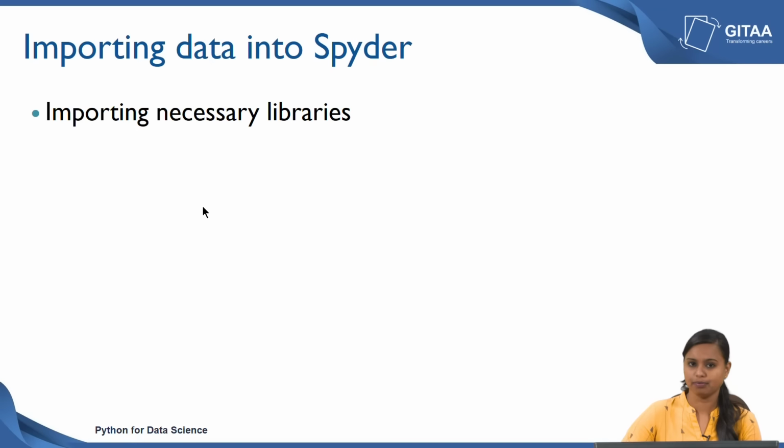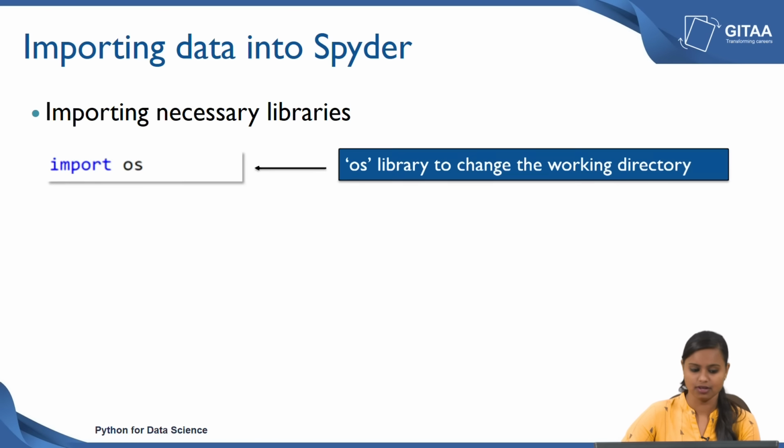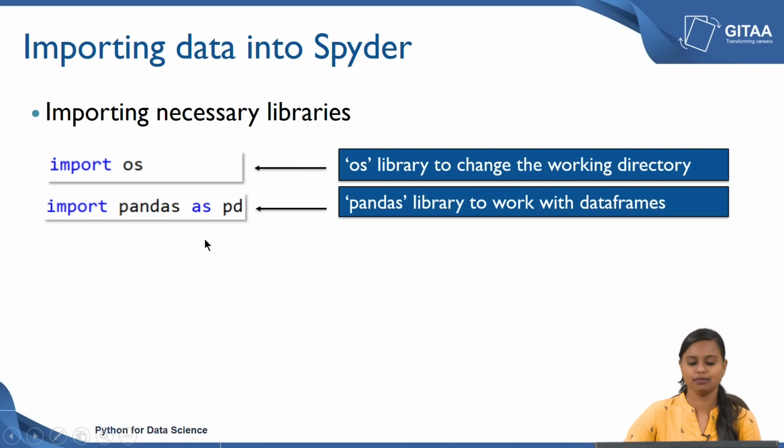Prior to importing your data into Spyder, we need to import some of the necessary libraries that are required for the analysis. We are going to import the OS library, to change the working directory so that you will be able to access the file. Then we are going to import the pandas library as pd, to work with data frames, so that we can use any functionalities from the pandas library.